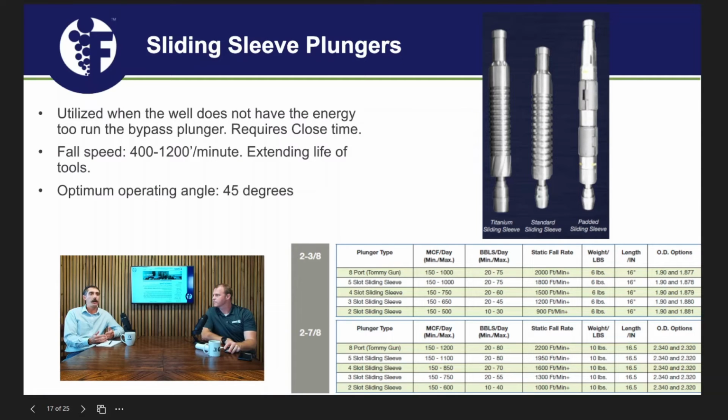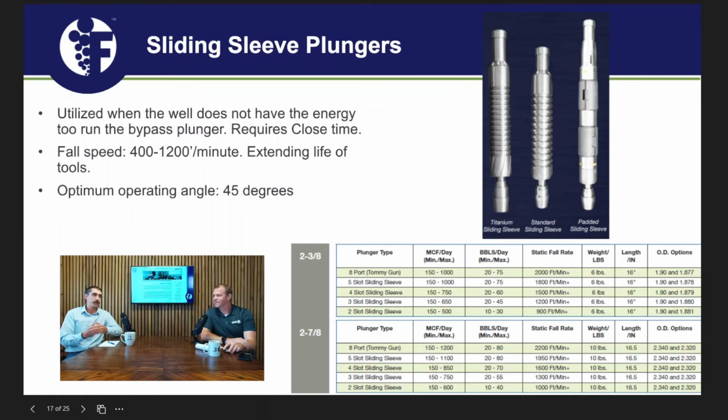There are operators and maybe other plunger people that run these as a bypass. I've personally not had good luck trying to. I feel like they require that close time to get to bottom. And I'm simple-minded. I like to do things as simply as possible. Simple's the best way to do it, and if there's less troubleshooting involved, that's the way I like to go.